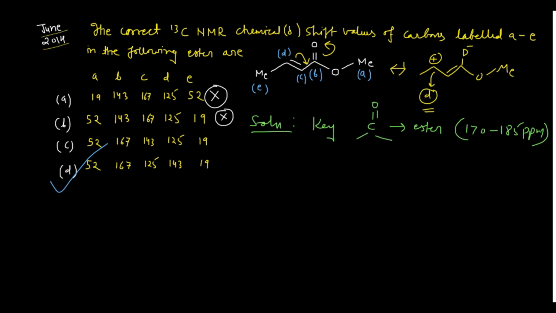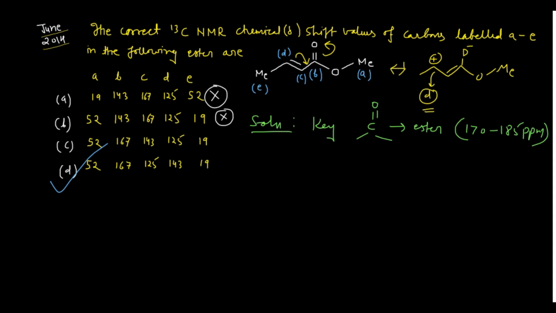So check, this is the carbon D, this is 125, this is 143, 143 is the downfield shift. So this further confirms that your option D is the correct answer. This is how you can solve this question also.